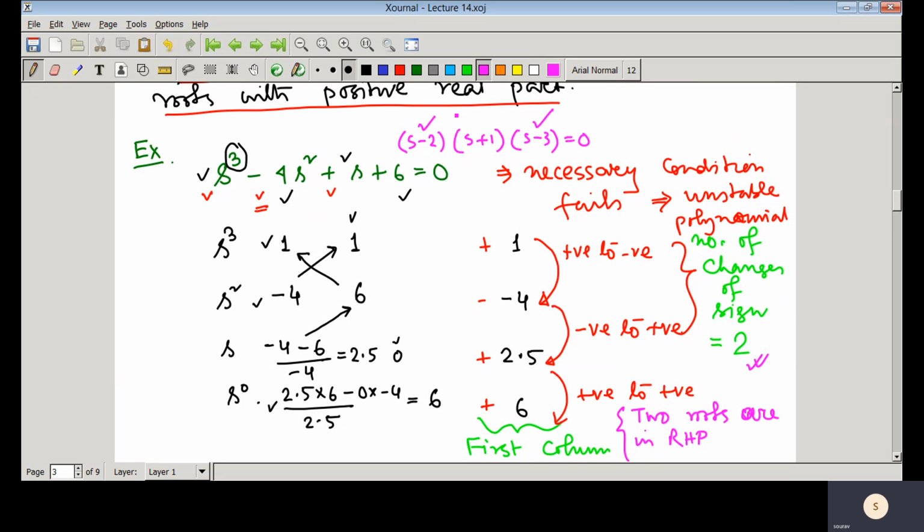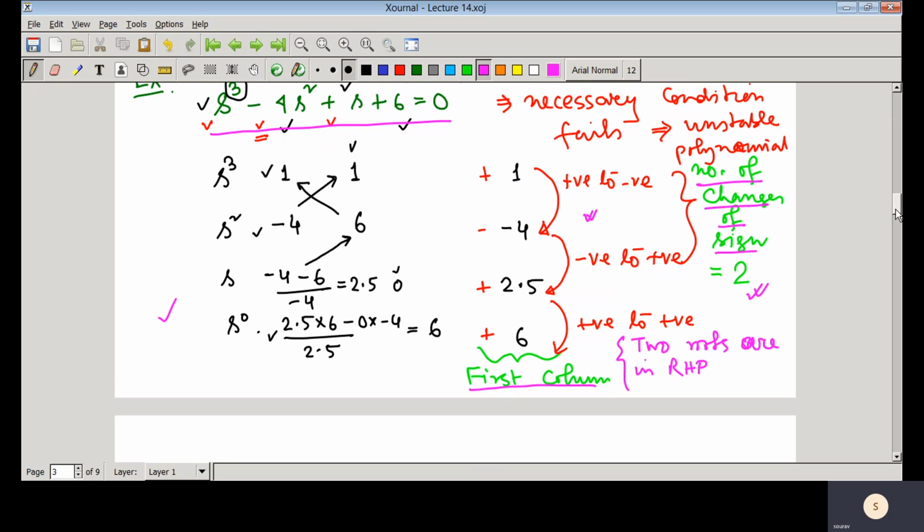So it is very interesting to see, and it is a very powerful result in control theory. Whenever a polynomial is given, without finding any roots, we can say how many roots are on the right half of the S plane, or whether all roots are in the left half of the S plane. If we just make the Routh table like this and look into the first column of that Routh table, then the number of changes of sign is equal to the number of roots on the right half of the S plane.